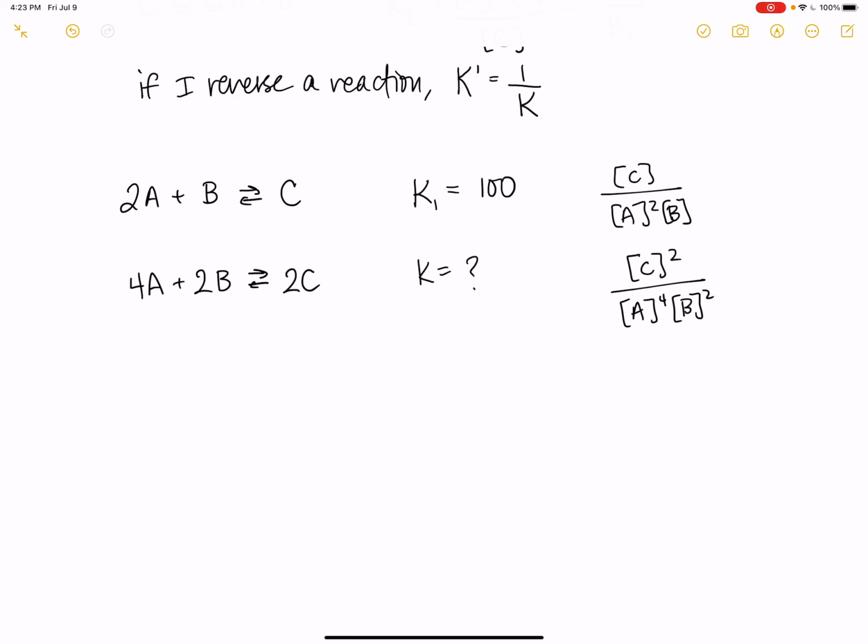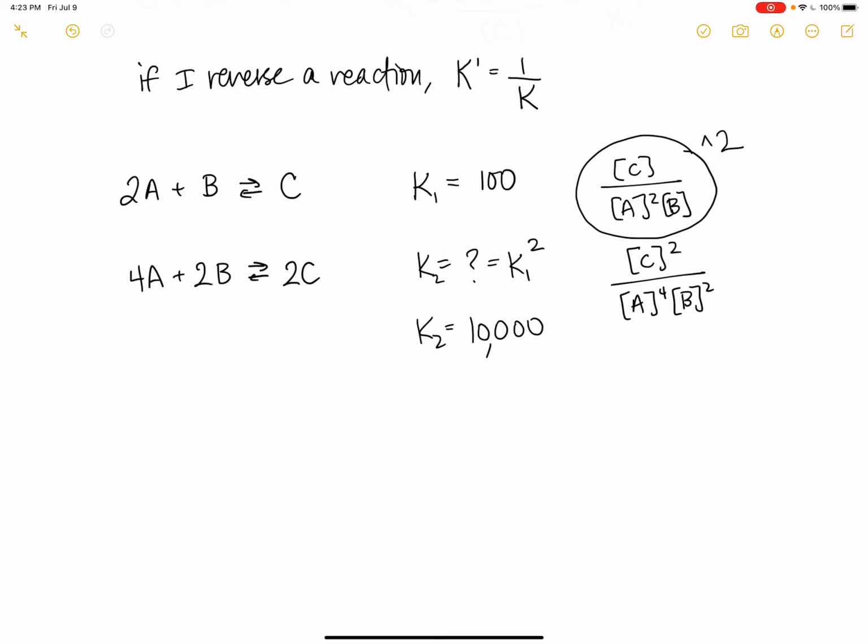So how are these two related? What did I do? All I did was I squared my original K to get my new K. So this equals K1 squared. So in this case, we'd get 10,000. Okay, so I just square the value. So whatever my multiplication is, that's the power that I raise my K to.